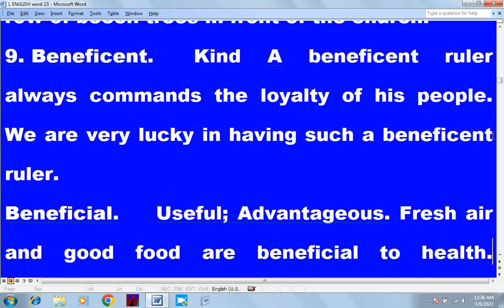Beneficent, B-E-N-E-F-I-C-E-N-T, kind. A beneficent ruler always commands the loyalty of his people. We are very lucky in having such a beneficent ruler. It means a compassionate, kind-hearted person.